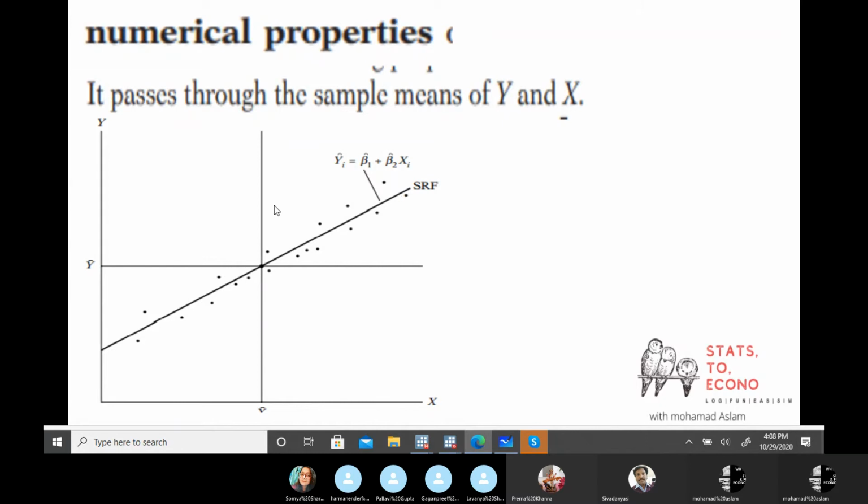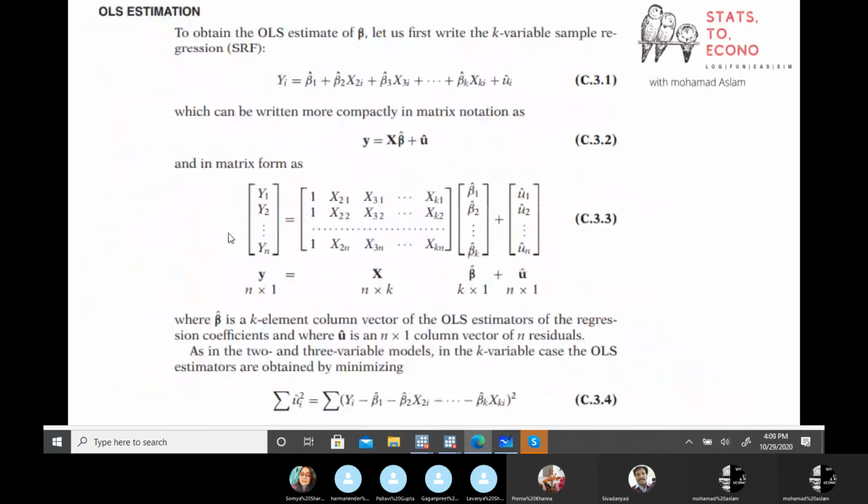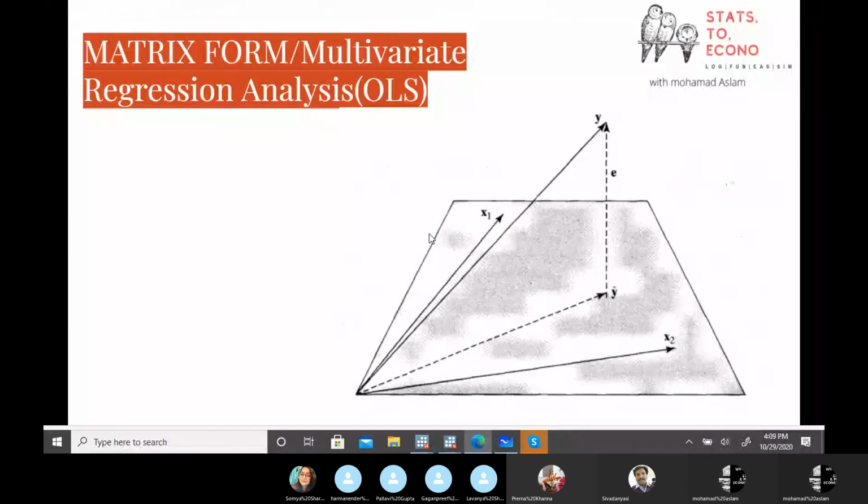And this is the numerical property of the OLS, that it will pass through the averages of y and x, whatever variables we have. If we have more than one variable, the graphical picture is not possible. Although I took this from the William Greene textbook, you might be asking me, can we draw the graph? It's not possible with simple graphical tools.